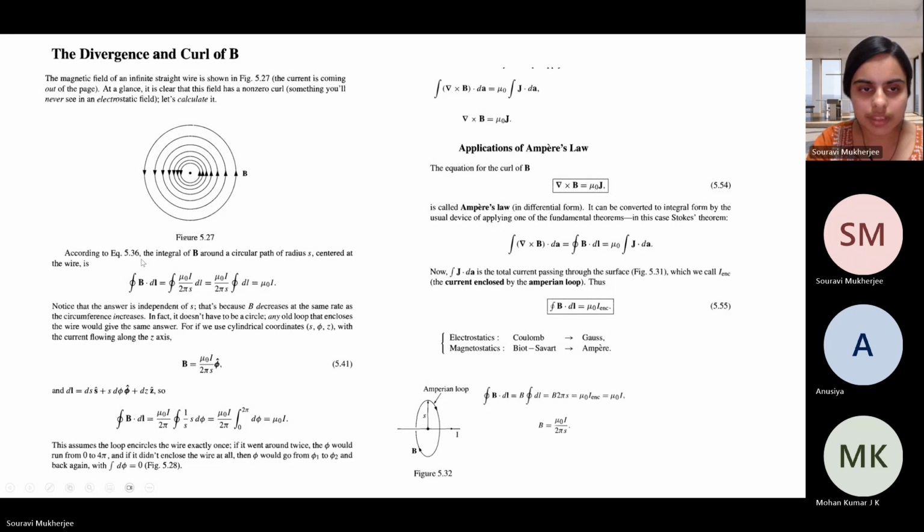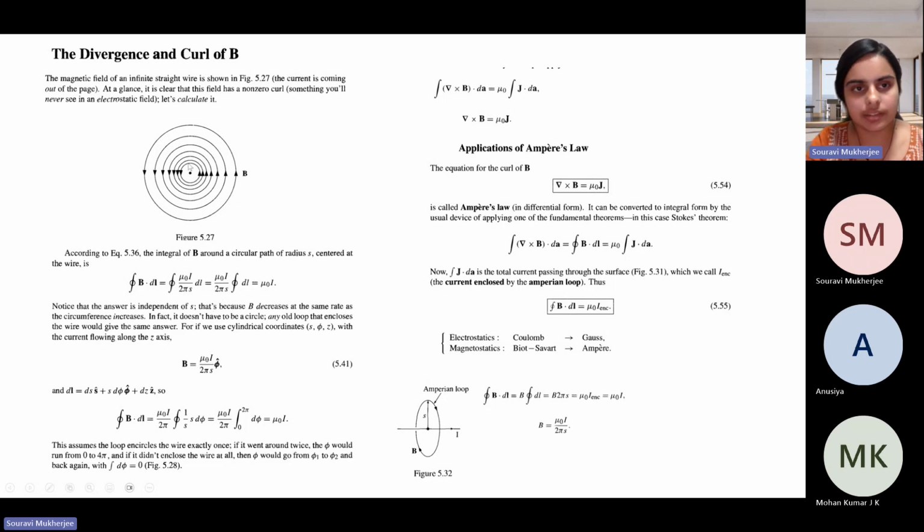Now, if we want to find the integral of B around some circular path of radius S, centered at the wire, how do you do that? You have some circular path and you're doing a line integral. It's mu 0 I by 2 pi S times dl. If you integrate over the entire circumference, you get 2 pi S. So basically it's given as mu 0 I. As you can see, it's independent of S.